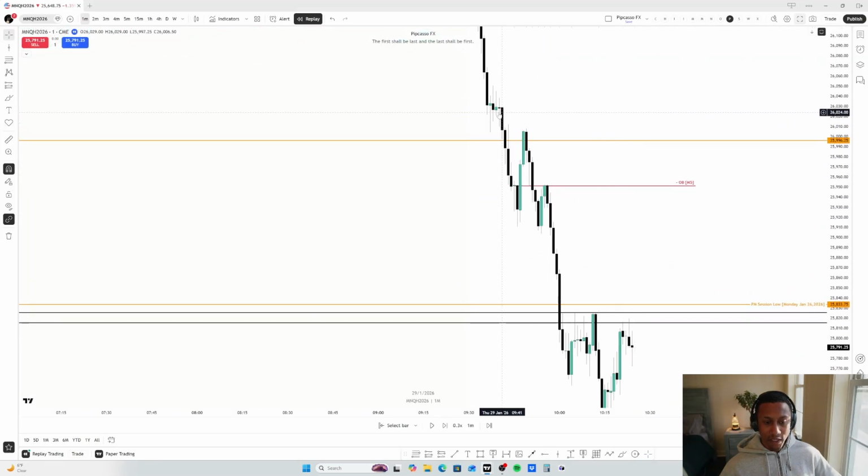We have a mitigation block. We have a swing high here. You can even use this one, it doesn't matter. Swing high here, swing low, failure swing, mitigation block. But also we have an inverse fair value gap, and we have this suspension block. A lot of things overlapping here.